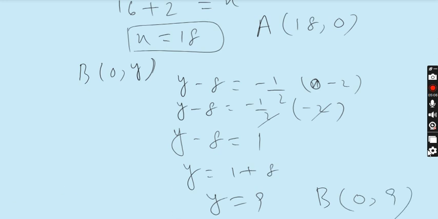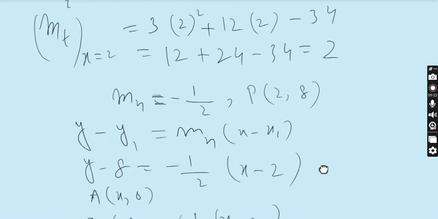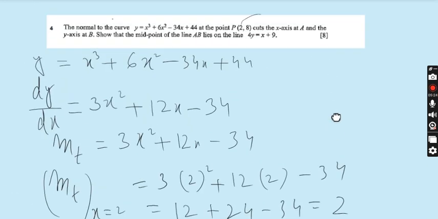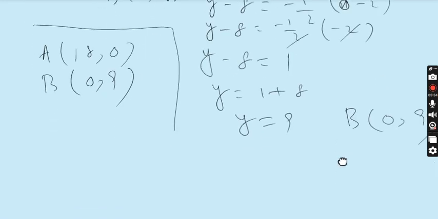Now we have coordinates of A and coordinates of B. Coordinates of A are (18, 0). Coordinates of B are (0, 9). Now, what is the question? The question is, show that the midpoint of the line AB lies on the line 4y equals x plus 9.